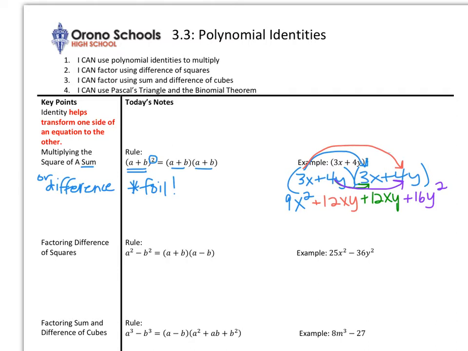To write out our answer, taking a look at matching up like terms, I'm just going to write it from left to right. The 9x squared has no other like terms, so we'll leave that as such. The 2 terms in the middle, notice the variables are identical, and when we add, we're just going to combine their coefficients. 12 plus 12 is 24. The x times y doesn't change. They're done. And then we have our 16y squared, and that is the product for 3x plus 4y squared. Just a lot of foiling. And remember, that can work for addition or subtraction.